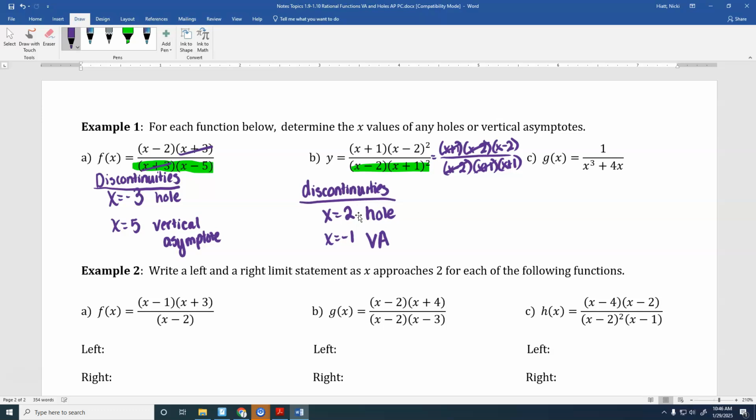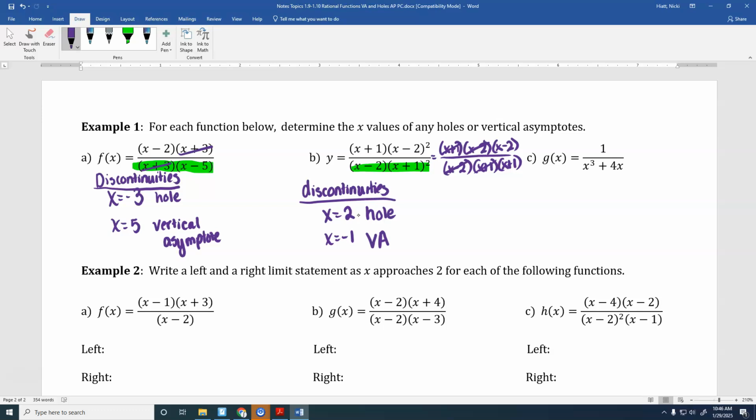I don't mind you shortcutting that to VA on your homework and stuff. Probably don't do it on a test, or definitely not the AP exam. All the ones on the bottom have to cancel for it to be a hole. If you had a hole and a vertical asymptote at the same time, that can't happen. The vertical asymptote wins out.